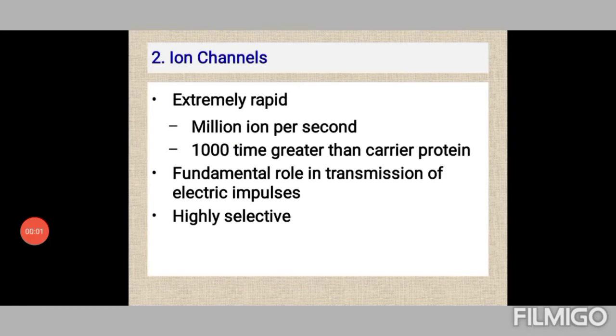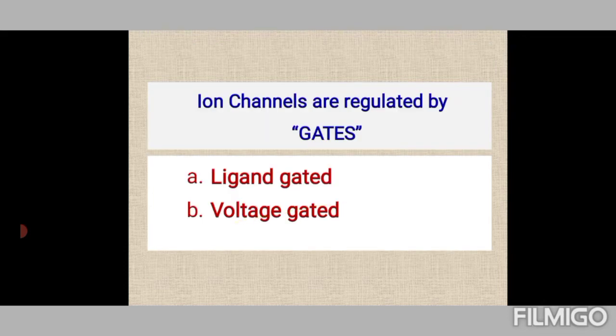Now we move on to ion channels. Ion channels are extremely rapid in their action. 1 million ions can be transported per second, and these are mainly involved in transport of cations like sodium cation or potassium cation, or anions like chloride anion. And ion channels widely operate during transmission of nerve impulses or electrical impulses. And they are highly selective for the ions they allow to pass through them. Now, ion channels may be ligand-gated or voltage-gated.